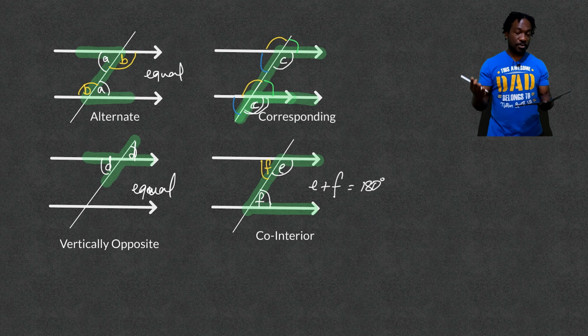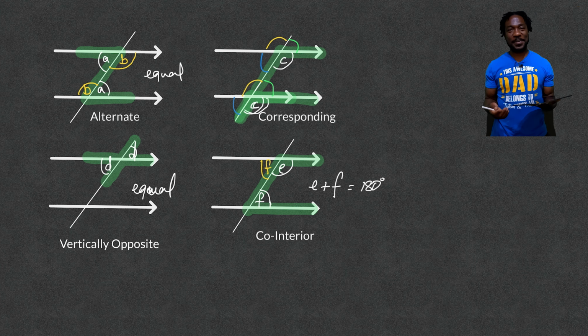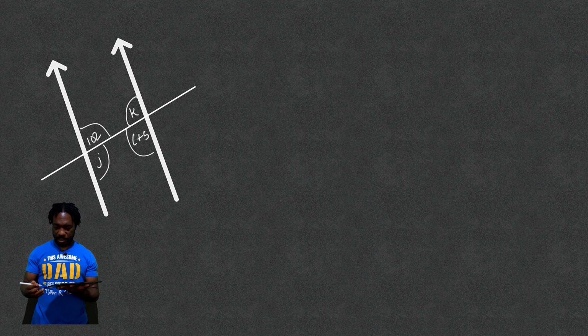But that takes care of the rules. Let's jump into a couple of questions and see how we get on. So we'll do this in alphabetical order. Let's observe a few things. Arrows, yes, which means that these two lines are parallel, which means this is a transversal here.